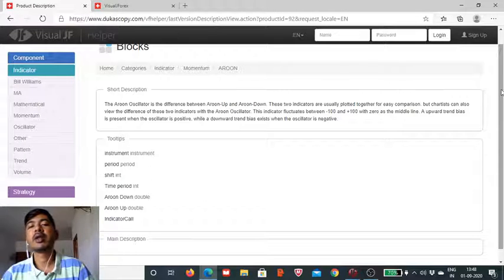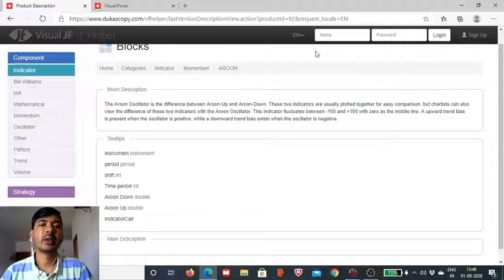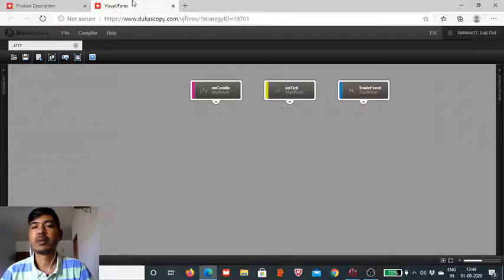The other way to use it is to see if the AROON up is above the AROON down. If that is the case, then the momentum can be considered bullish. Otherwise, if the AROON up is below the AROON down, then the momentum is considered bearish. In this manner, we can use this indicator to determine the strength as well as the trend of the underlying instrument. Let us go to the Visual JForex platform.